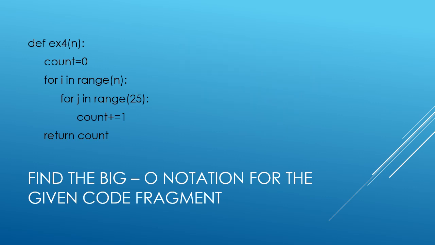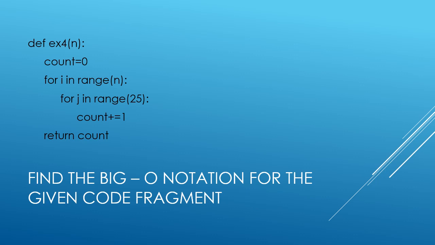x4. Count is 0, for i in range n, for j in range 25, count plus equals 1. Return count. I ignore the count equals 0 line. This is O(1). I ignore the return count line. This is O(1). I look at the mutual body of the for loops, count plus equals 1. This is O(1).